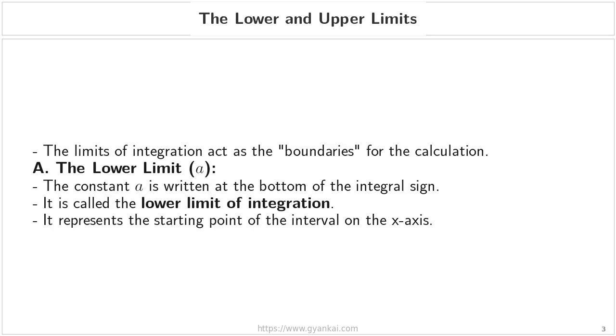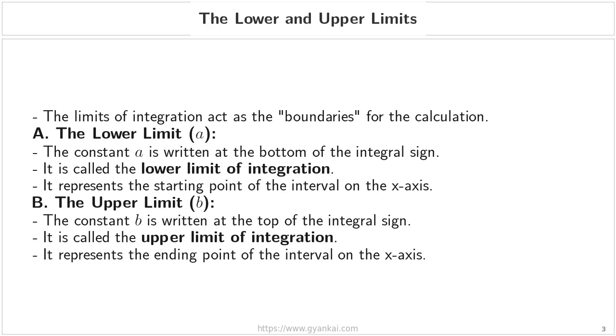Now let's look at part A, the lower limit. This value, which we denote as a, is always written at the bottom of the integral sign. Remember the notation we covered? The integral sign, then a value at the bottom, then dx, and finally a value at the top. This bottom value, a, is what we call the lower limit of integration. It represents the starting point of the interval we're interested in on the x-axis. So, if we're looking at the area under a curve between 2 points, a is where we begin.